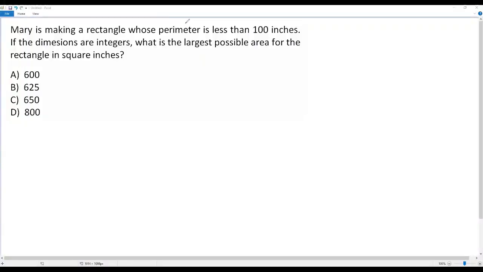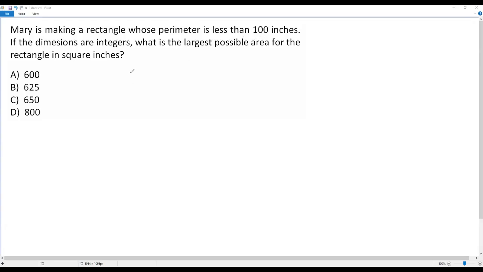Here we have a SAT math question. Okay, let's go with the information. Mary is making a rectangle whose perimeter is less than 100 inches. If the dimensions are integers, what is the largest possible area for the rectangle in square inches? Okay, we have some information about the perimeter of a rectangle which is made by Mary. The perimeter has to be less than 100 inches.